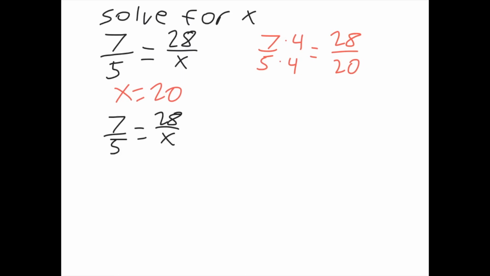So 7 over 5 equals 28 over x. Same problem. We're going to do a different method. Whenever people see fractions and want to multiply, they usually say, cross multiply. That's usually wrong. When you're multiplying fractions, you don't. But when there is an equal sign in between two fractions, this is where you cross multiply. So if you were to cross multiply these two fractions, you say 7 times x equals 28 times 5.